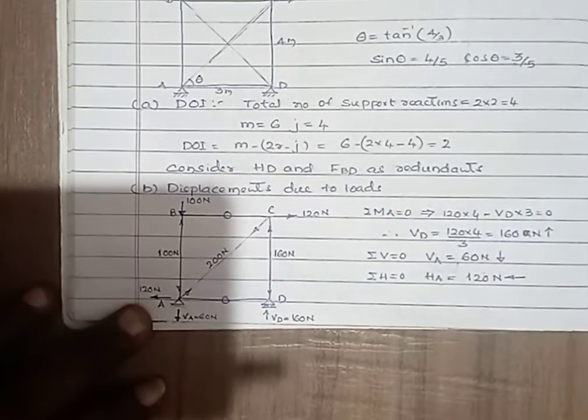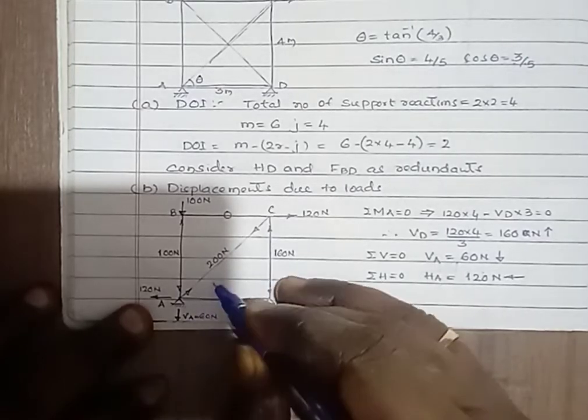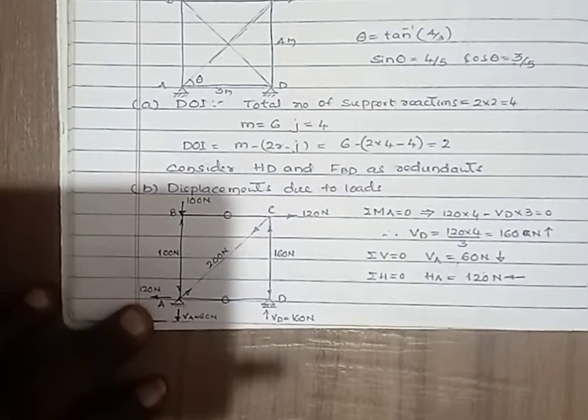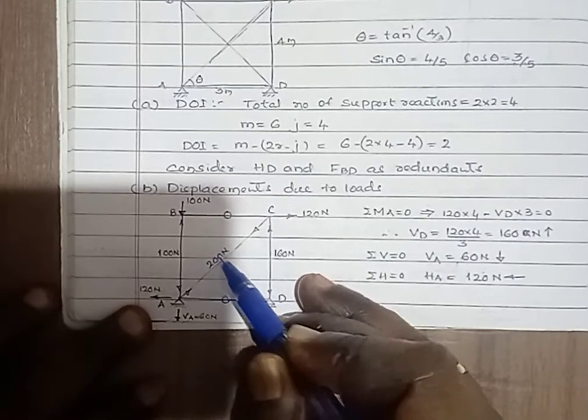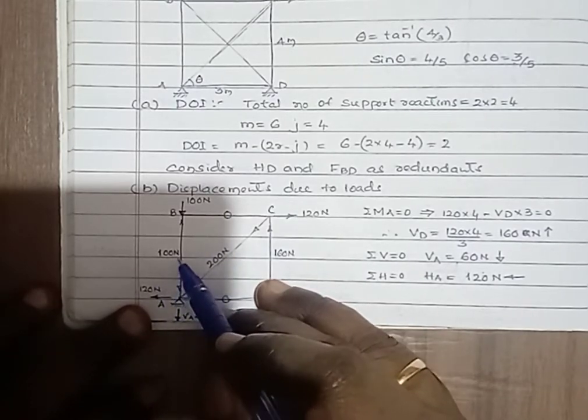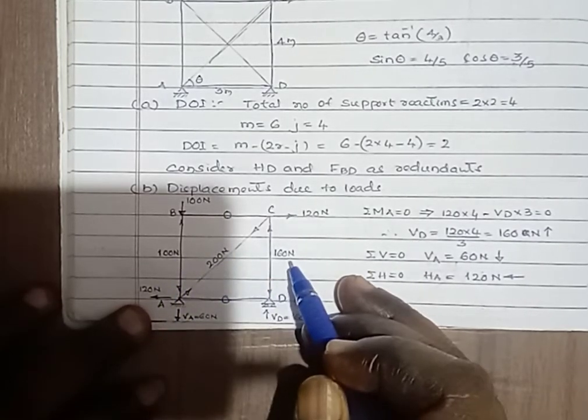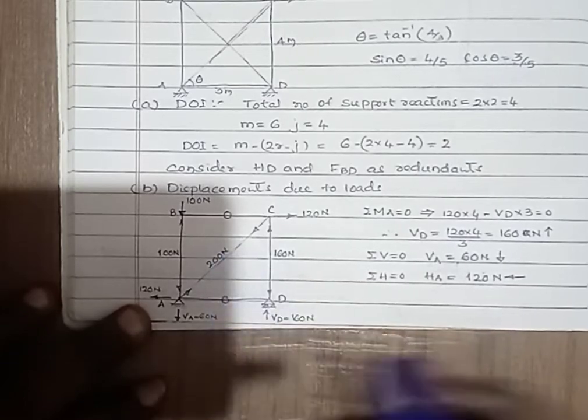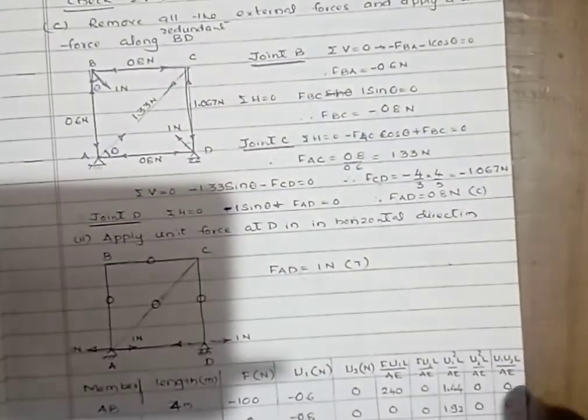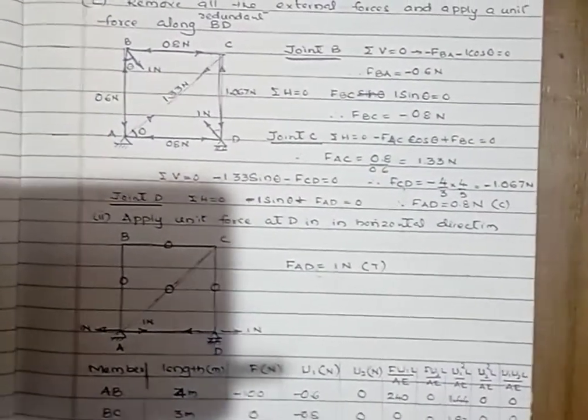Cos theta equals 3 by 5. Therefore, the force in the member AC equals 120 into 5 by 3, that is 200 Newton, which is tensile. Now we have got the values of the forces in the different members. This one is 100, this one is 200, this one is 160, and the force in these two horizontal members is 0.